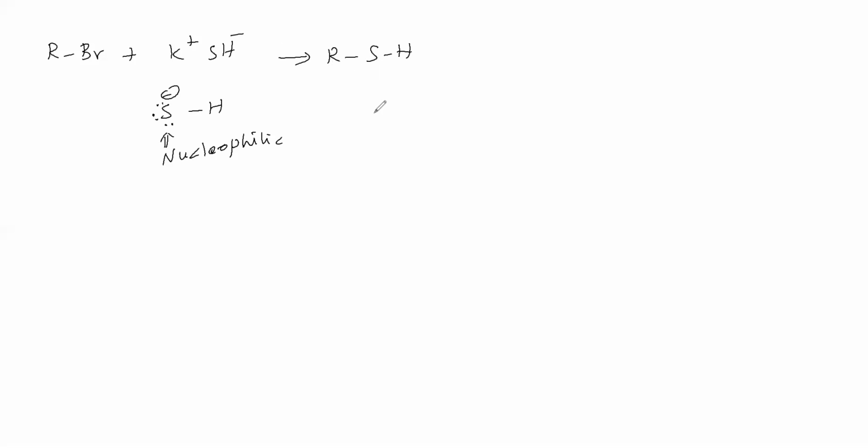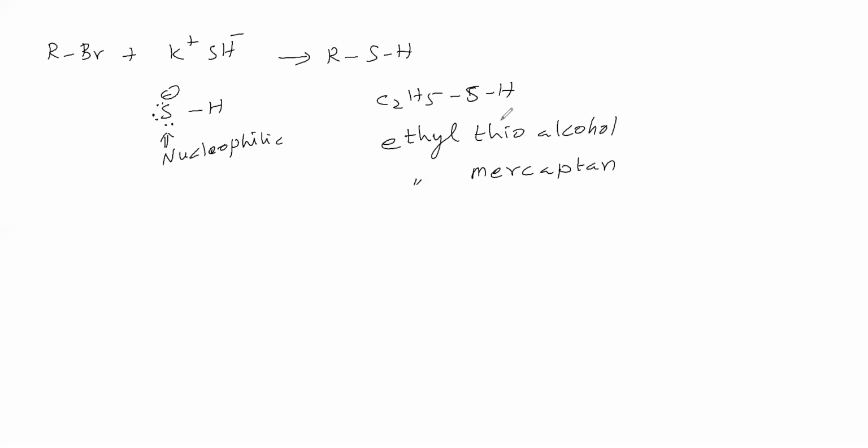One example we will take: in the place of R we will take C2H5, so C2H5SH. What is the name of this compound? C2H5 we will call ethyl, and SH is called thioalcohol. Suppose OH is there, that means alcohol. Instead of O, sulfur is there, therefore we say thioalcohol. Another name: this ethyl we will write as it is, and SH we can write as mercaptan.